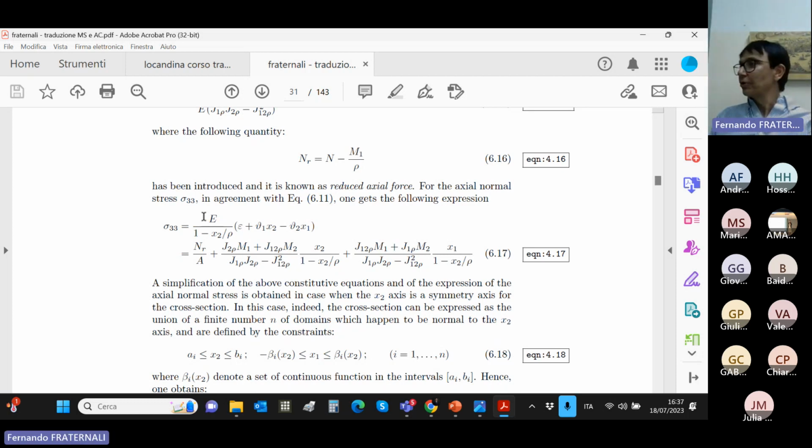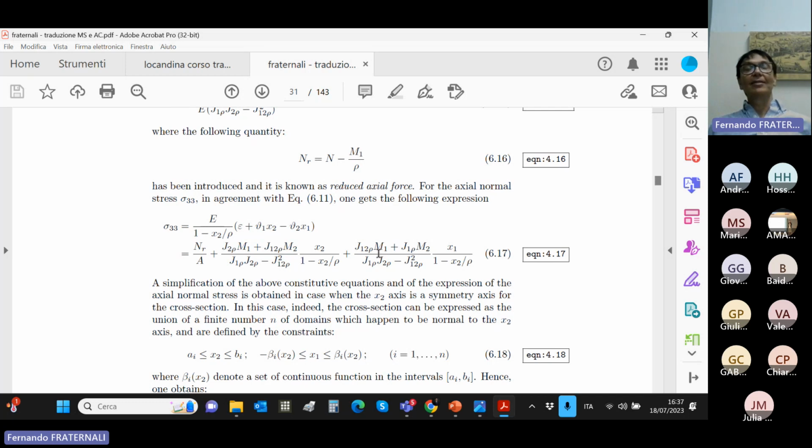And if we want to obtain the analogue of the Navier formula for sigma 3,3, so we want now to express sigma 3,3 in terms of the stress resultants, we have this cumbersome equation. Sigma 3,3 is not equal to N over A plus M1 over I1 x2 minus M2 over I2 x1, but there is this cumbersome generalization of the Navier formula.